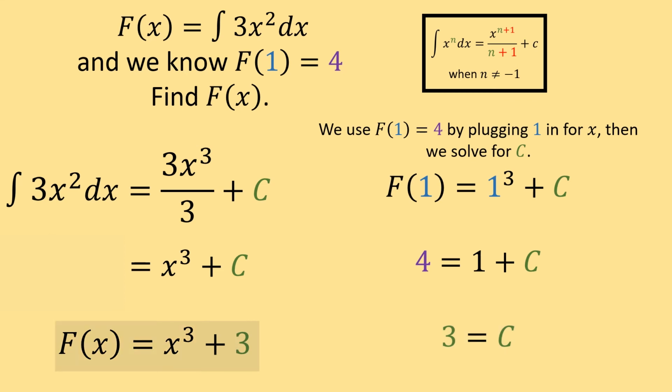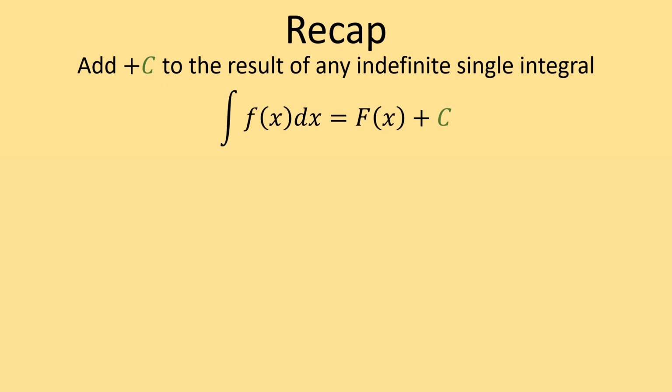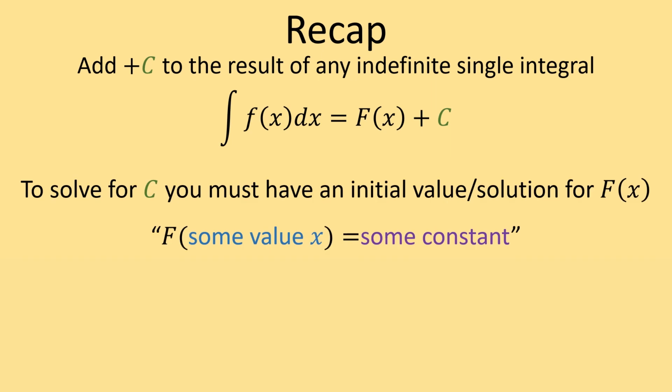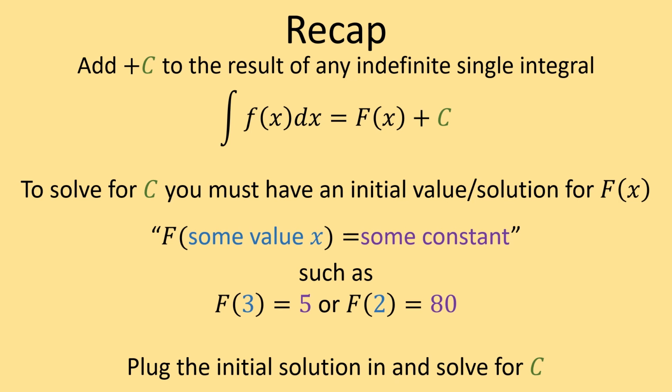Now, for a quick recap, we add c to the result of any indefinite single integral to represent any constant that could be lost during that derivative and integration process. In order to then solve for c, we have to be given some initial value or solution to our resulting function, our capital F of x. And that initial solution will have the form of capital F of some value of x is going to be equal to some constant. So some examples would be, say, capital F of 3 equals 5, or capital F of 2 equals 80. We then plug the initial solution into capital F of x and solve for c.